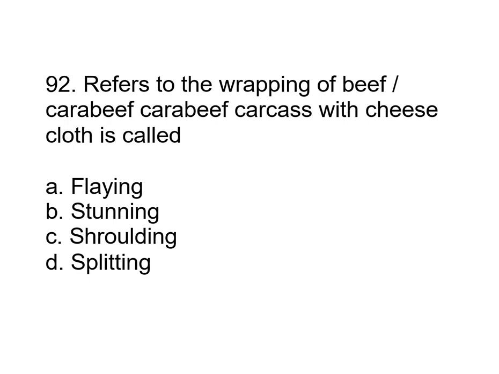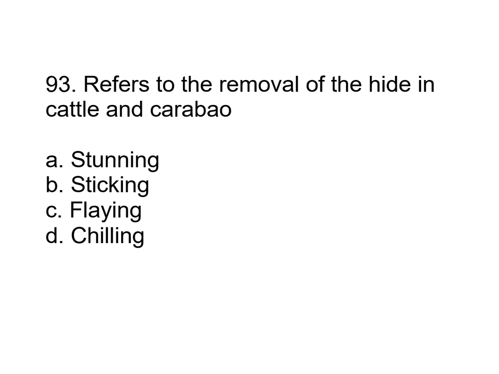Number 92. Refers to the wrapping of beef or carabeef carcass with cheese cloth is called A. Flaying. B. Stunning. C. Shrouding. D. Splitting. The answer is shrouding. Number 93. Refers to the removal of the hide in cattle and carabao. A. Stunning. B. Sticking. C. Flaying. D. Chilling. The answer is flaying.